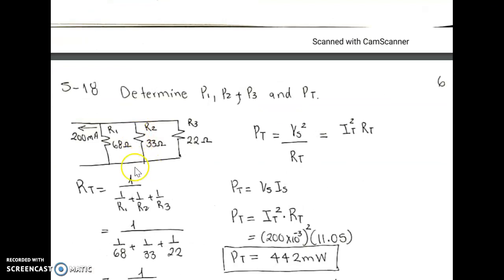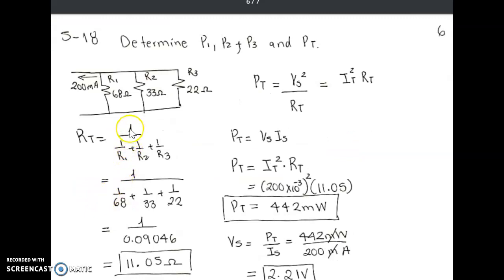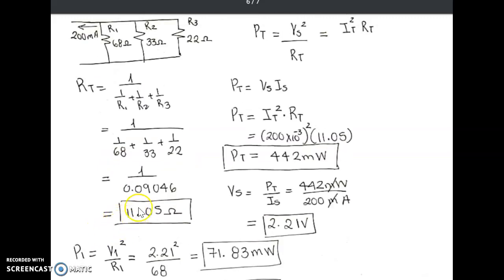So right here they are giving us a circuit, and they want to find P1, P2 and P3. So we find P total to be V squared over R total, or I squared times R total. Either way we need to find R total. So let's find R total right here. It'll be 1 over the sum of the reciprocals. So I get an R total of 11.05 ohms.